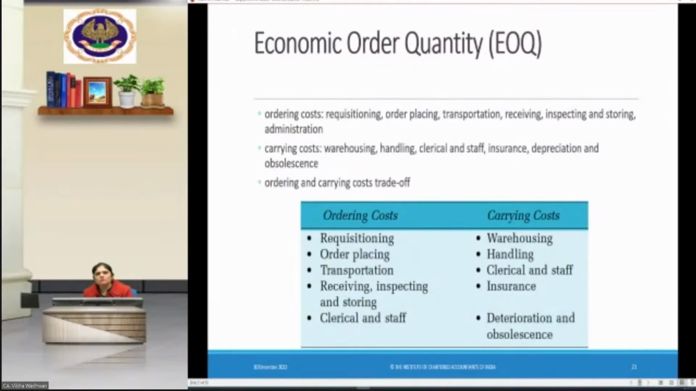There are different words used for carrying cost. Carrying cost means the storage cost of material which we have ordered. So now we have to handle the material in stores, right? All these costs will be incurred when we store the materials in inventories. So carrying cost or storage cost or handling cost, any nomenclature we can use here.